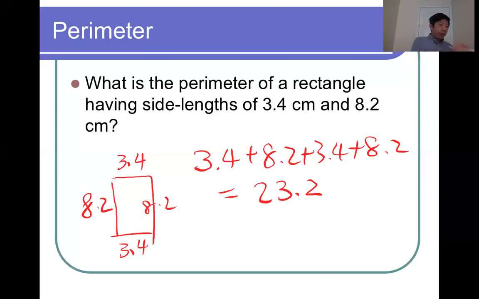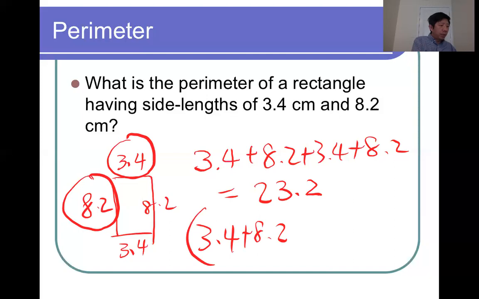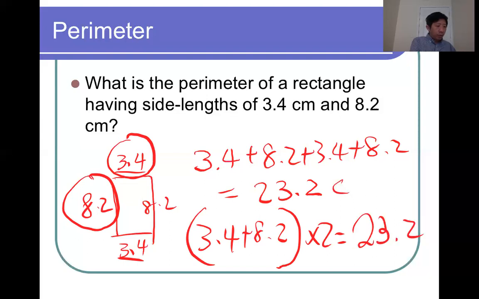That's one way we can do it. What's the other way? We can take 3.4 plus 8.2 together, and then times how many? Times 2, because this is 3.4 and this should also be 3.4, right? So we should be able to get 23.2 centimeters, because this is a perimeter. So we don't have a square, right?